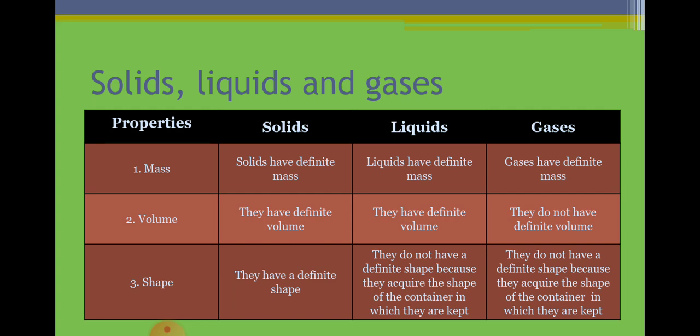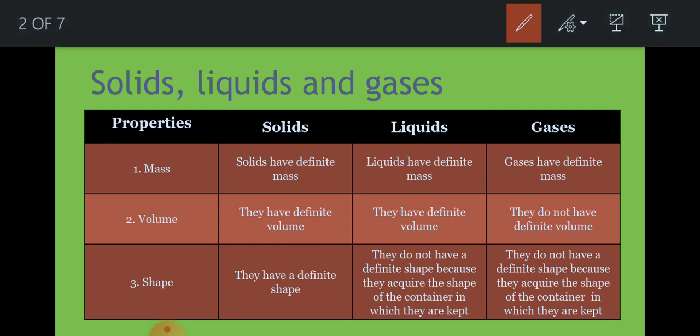Now, the first property is mass. On the basis of mass, how can we describe the characteristics of solids, liquids and gases? Let us see. In case of solids, they have definite mass. Liquids also have definite mass. Gases also have definite mass. But in case of volume, we generally see that solids have definite volume and liquids have definite volume, but gases do not have definite volume.